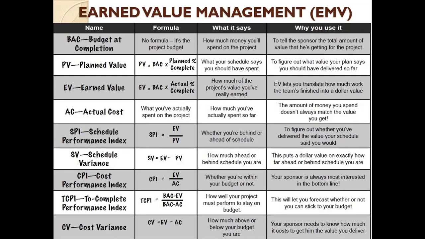Then the next one is SPI and SV. I'm taking both of them together, SPI and SV. Both of them are parameters we use to know whether we are ahead of schedule, we are on schedule, or behind schedule. Those are the three possible positions we could be. It's either we are ahead of schedule, we are behind schedule, or on schedule.